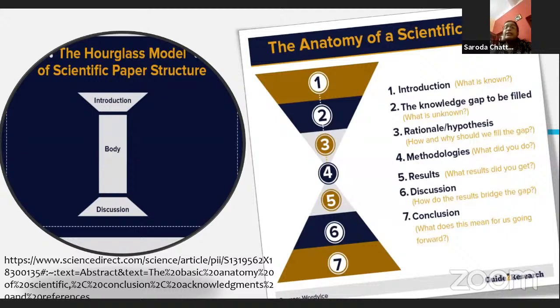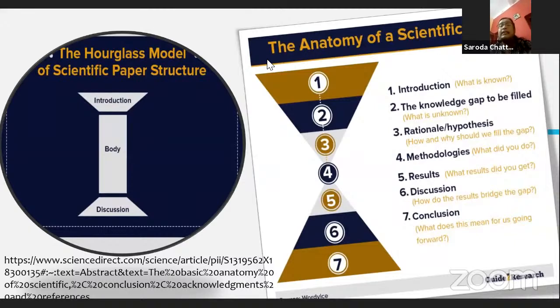Okay. These are the two models that I have shown regarding formation of research work. The first model, the Horgeless model of scientific paper structure, is a very basic model where there are introduction, body, and discussion. Only three parts are there. It's a very basic model.